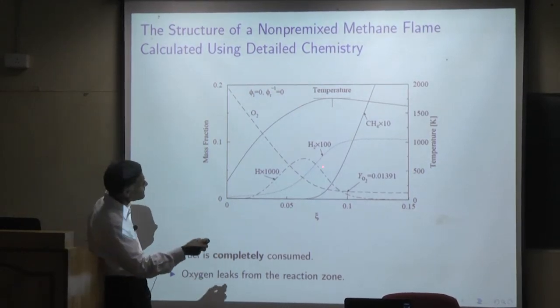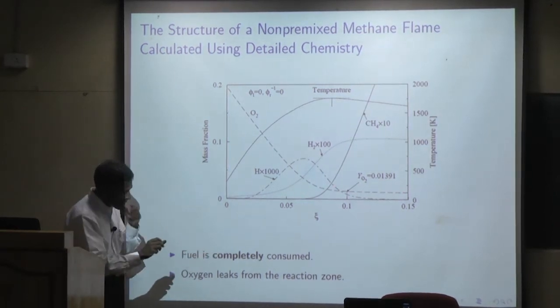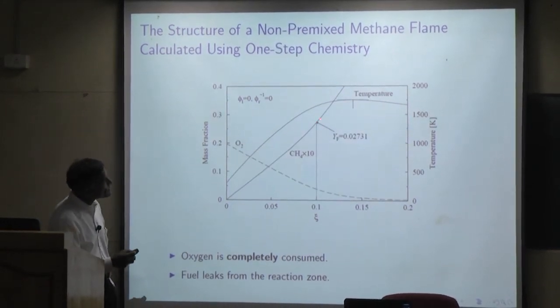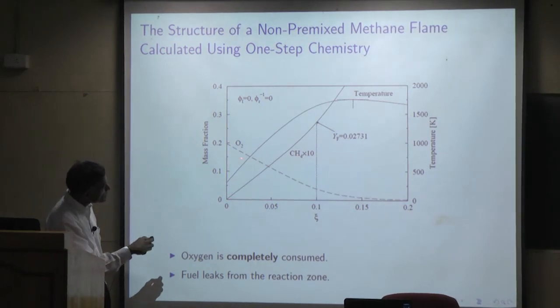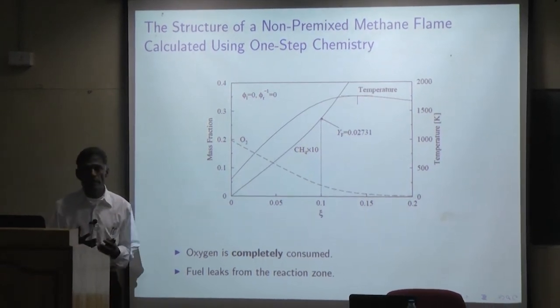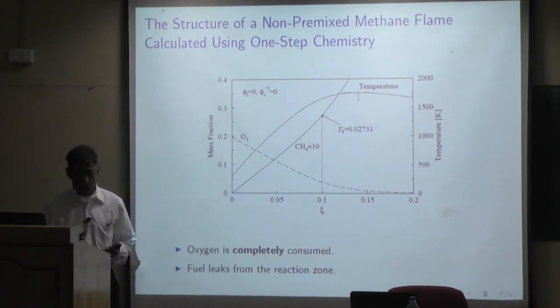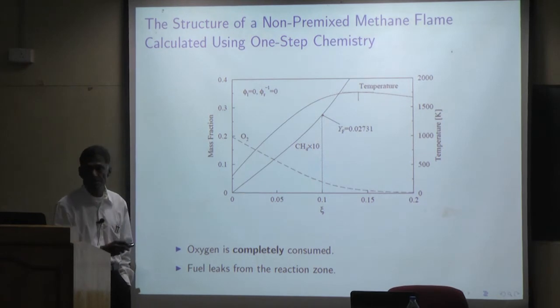So there's complete consumption of fuel, leakage of oxygen. Whereas this is again a numerical calculation using one-step chemistry. If you do it with one-step chemistry, you notice that numerically there's leakage of fuel, whereas it is the oxygen that is completely consumed. And it turns out that this plays a very important role when you try to model partially premixed flames. This leads to completely erroneous trends. Unfortunately, I won't have time to talk about that. But you can see that there's a real qualitative difference with one-step chemistry and detailed chemistry.